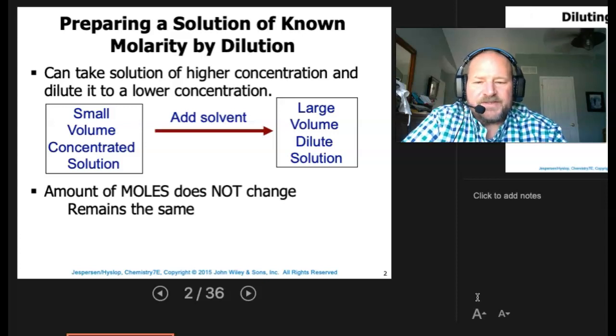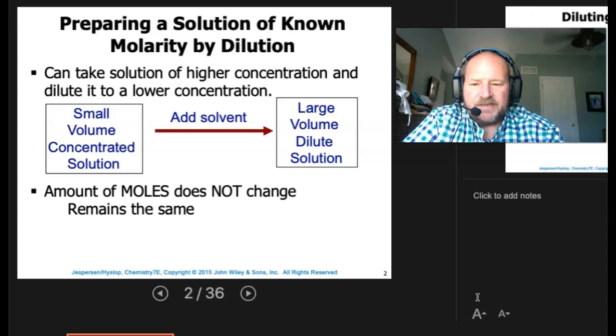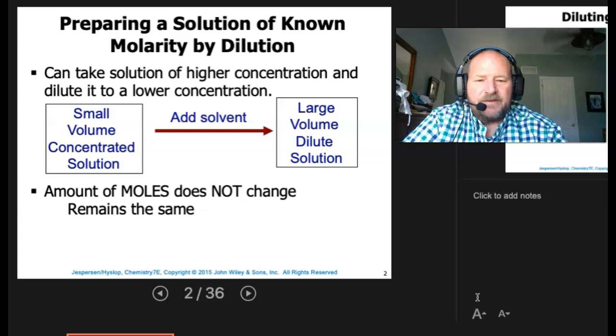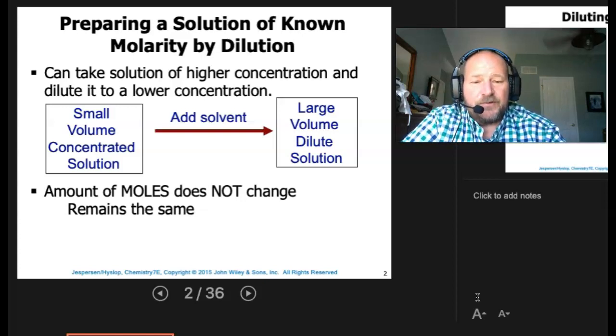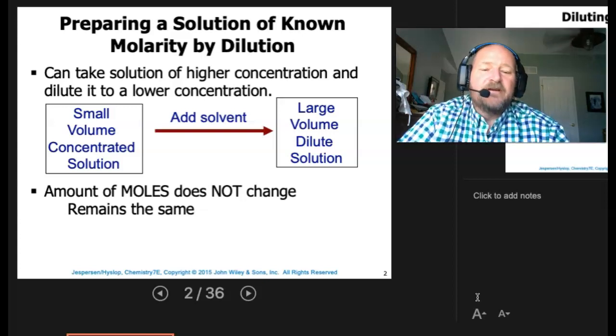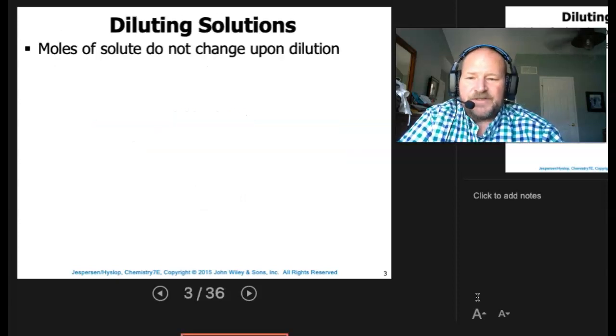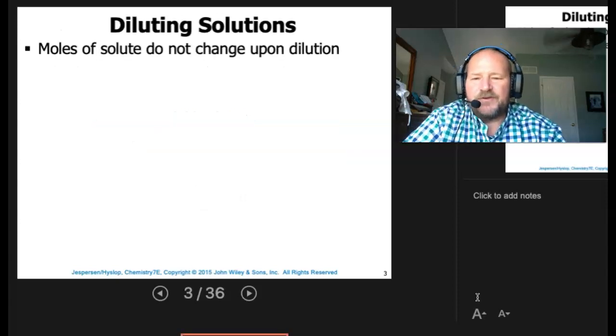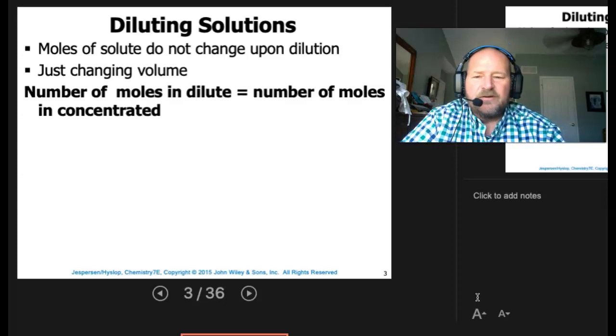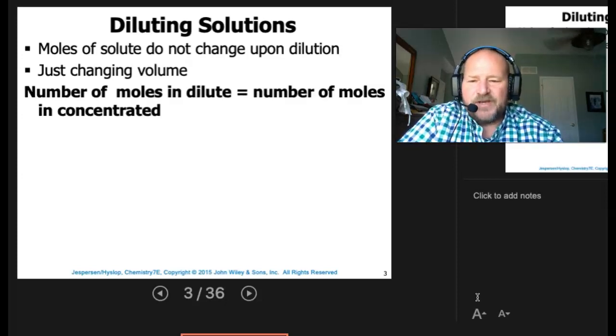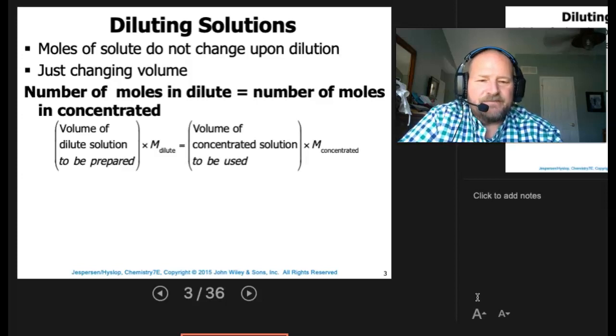Now, the amount of moles doesn't change throughout this process. They're going to remain the same. So the only thing that's changing then is the volume, which is what's going to drive that concentration to go down. So diluting solutions then, moles of solute do not change upon the dilution. We're simply changing the volume. That means the number of moles in the dilute will equal the number of moles in the concentrated.